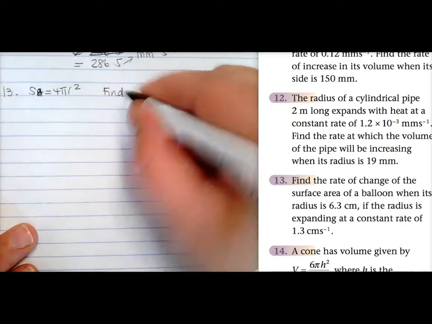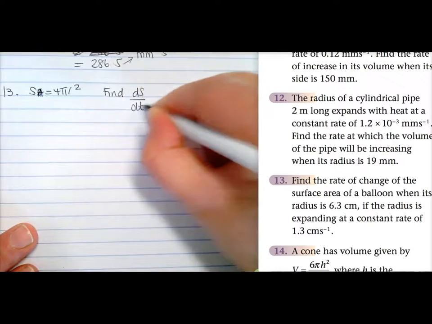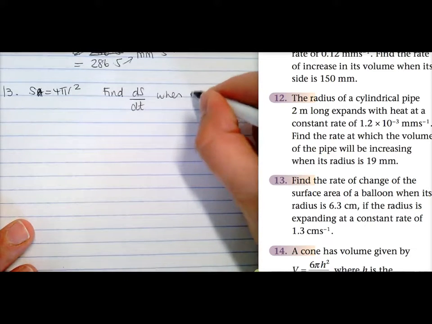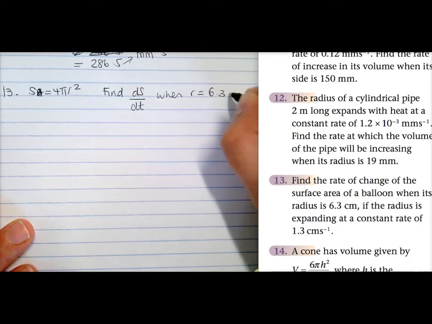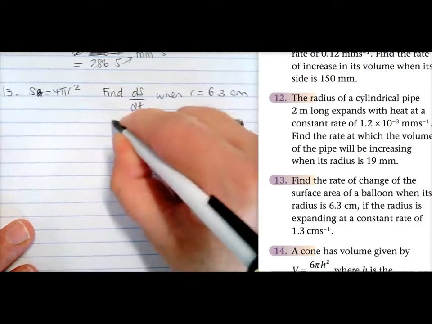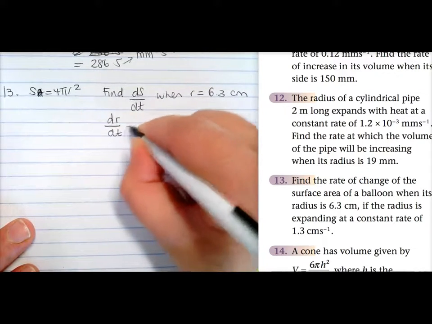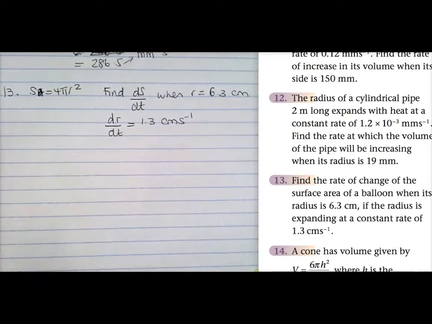I've let S equal surface area. Find dS/dt when r is given. And what other information do you have? You're also given that dr/dt is 1.3 centimeters per second. I'm not doing the question. You know how to do it. We're just going to discuss a few things, and then move on. But that's what you need to do for those questions.